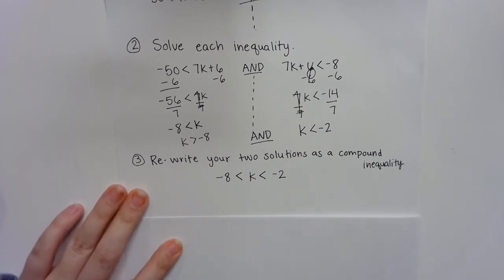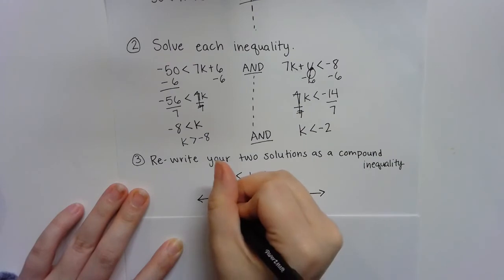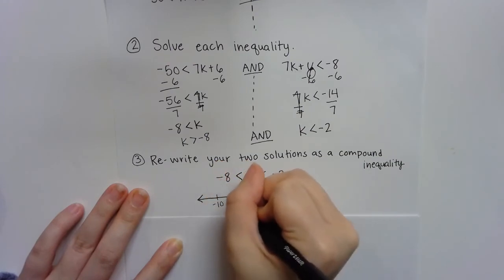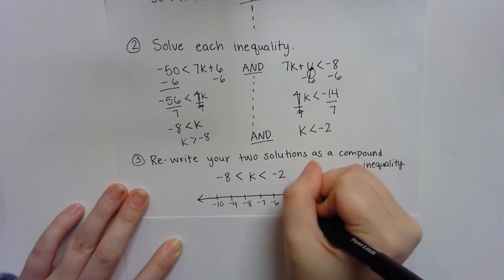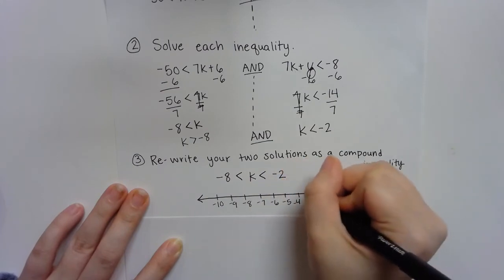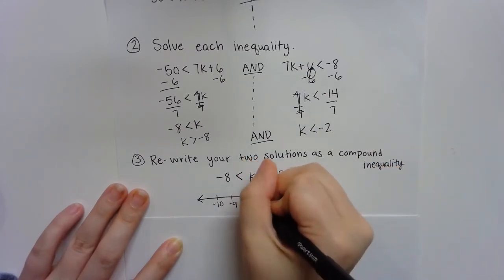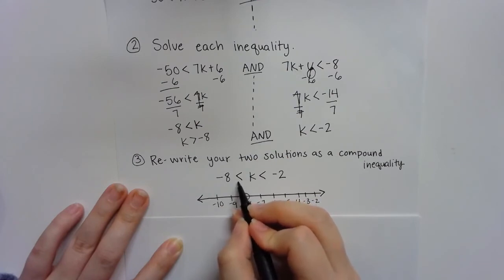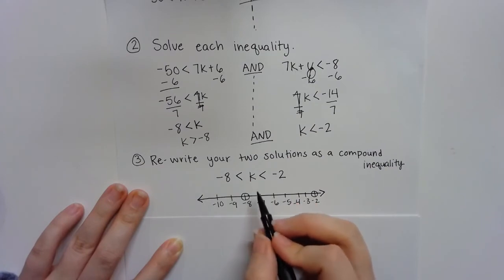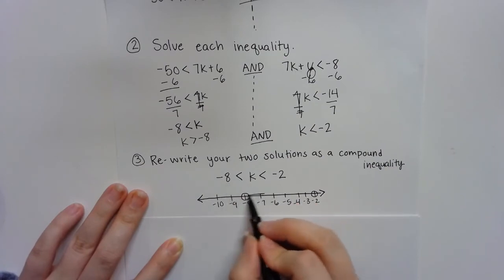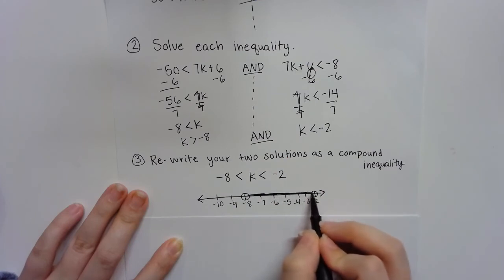If I were to graph that, I have negative 10. Let's write our numbers real quick. On negative 8, I have an open circle because it is not equal to, it's just greater than. And then on negative 2, I have an open circle because it's not equal to, it's just less than. And then it's greater than negative 8, so that would mean I shade to the right. And less than negative 2, so that would mean I shade to the left.